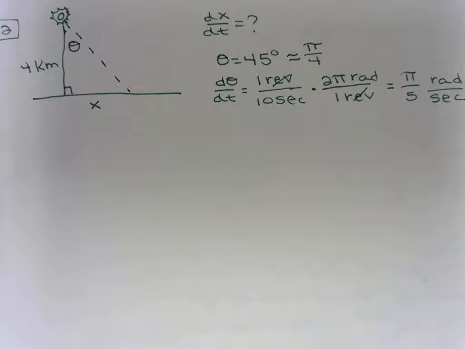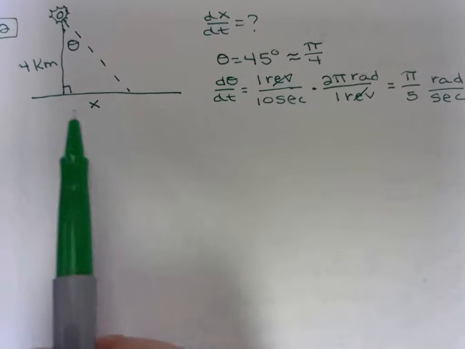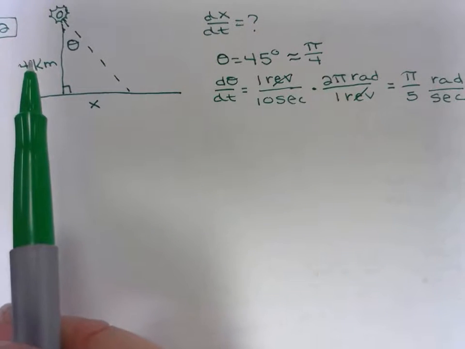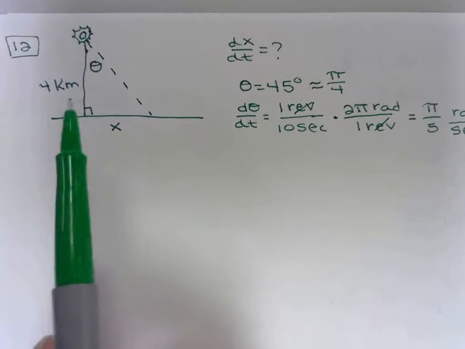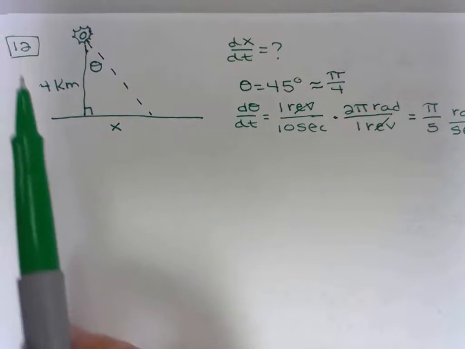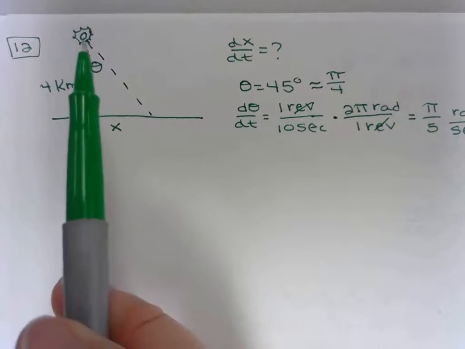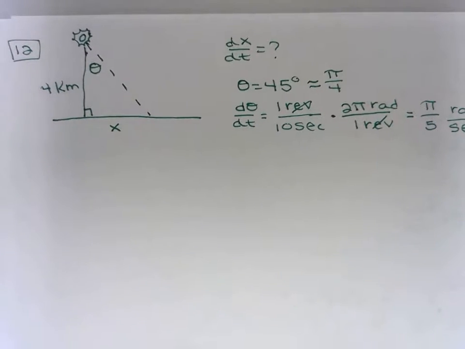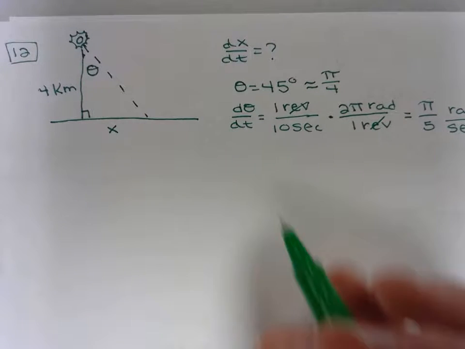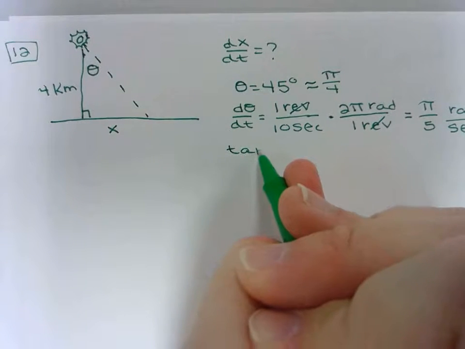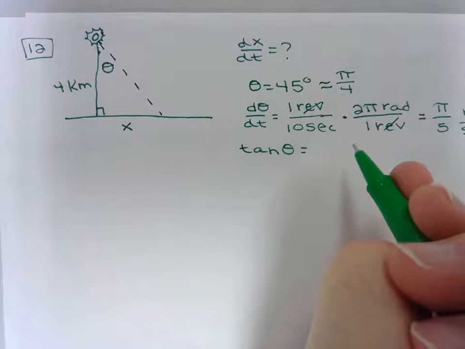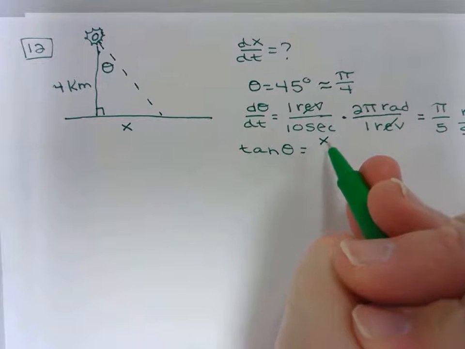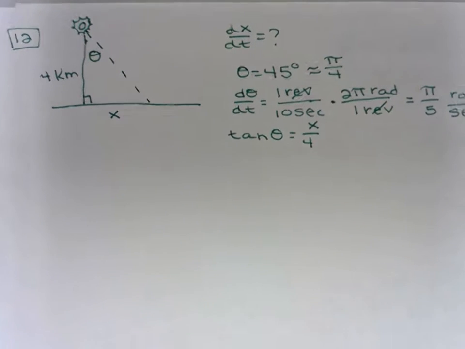So as I look at this, that's pi over 4. What formula, if I look at my picture, I'm dealing with an angle. Anytime you're dealing with angles, I think one of the trig ones. So what trig one will I have relating this angle, theta, x, and 4? Tangent. So tangent of theta is what? x over 4.